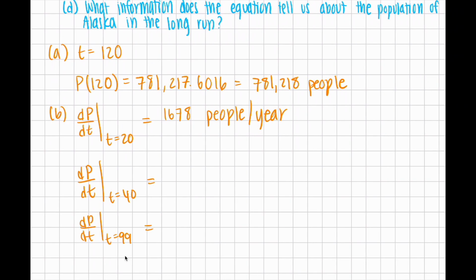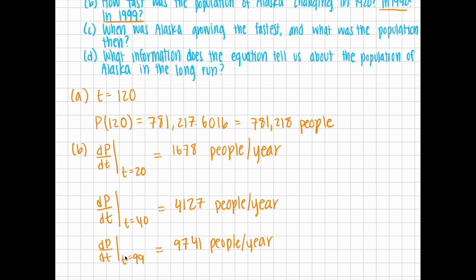So going back to my work, we get 4127 people per year, and we get 9741 people per year. So that is part B.